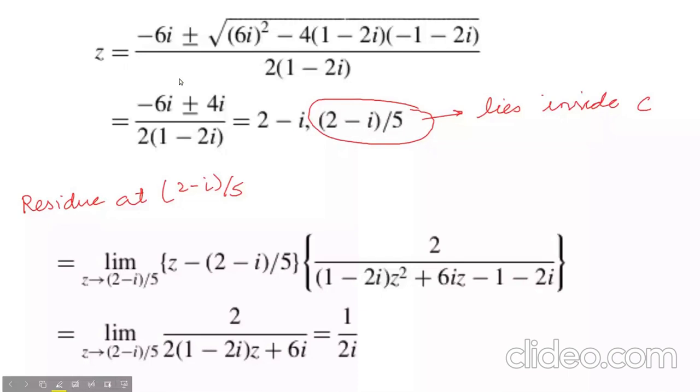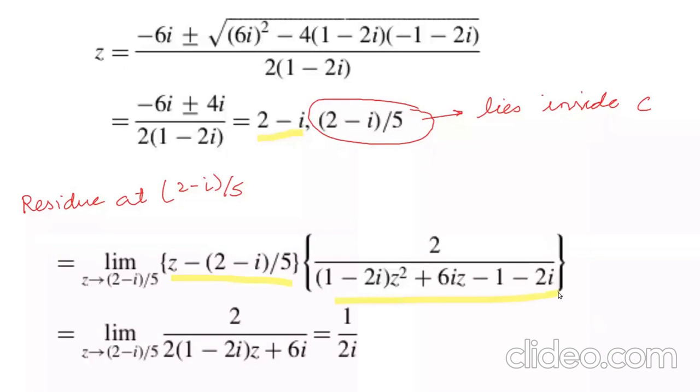And if you consider these roots, only the root 2 minus iota by 5 will lie inside the contour. This 2 minus iota will be outside. So we need to find the residue only at this pole. So this will be our point of concentration. So how can we find the residue? The residue at this pole 2 minus iota by 5 will be z minus this pole, 2 minus iota by 5, and you will multiply this term by the whole function. The whole function is 2 by this quadratic equation.